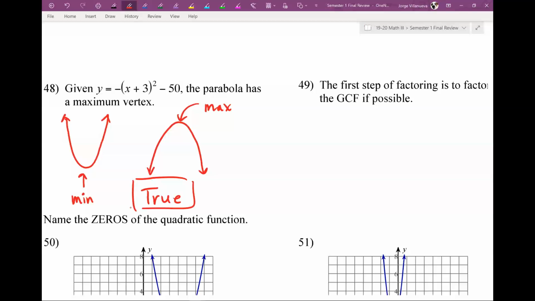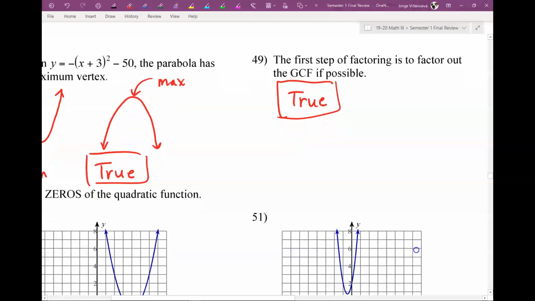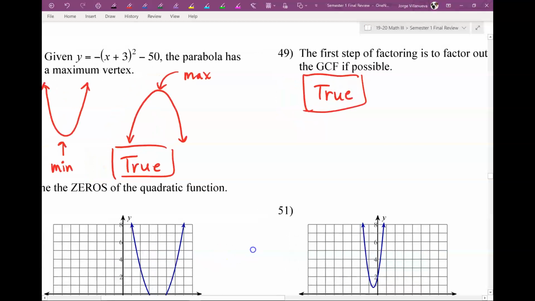Number 49, the first step of factoring is to factor out the greatest common factor if possible. True or, yeah, that is true. I was going to say true or false, but yeah, that is true. The GCF is always the first step. Always. Okay, and then from there you can check to see if you have to do the X method or difference of two squares and things like that. So GCF always true.